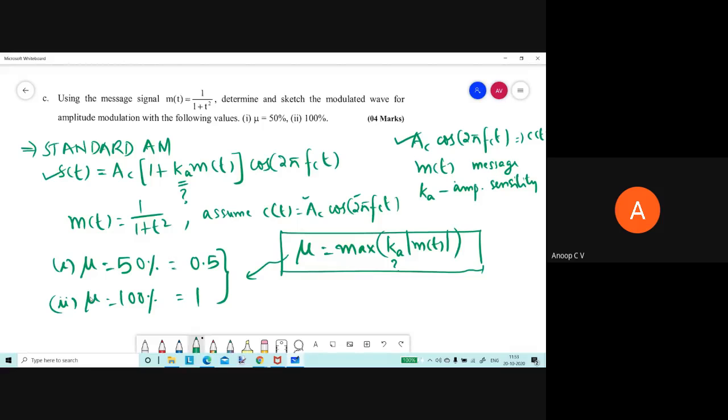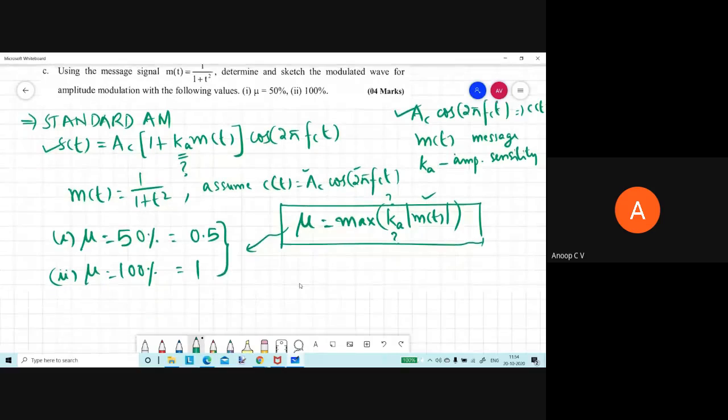How will you make a try? So mu was given. Now we know what is m of t. K is what we have to find out. Once we find K, it's straightforward. I can just put the value of K here and straight away write the expression. But now, how to find K? To find K, you should find the mode of m of t.